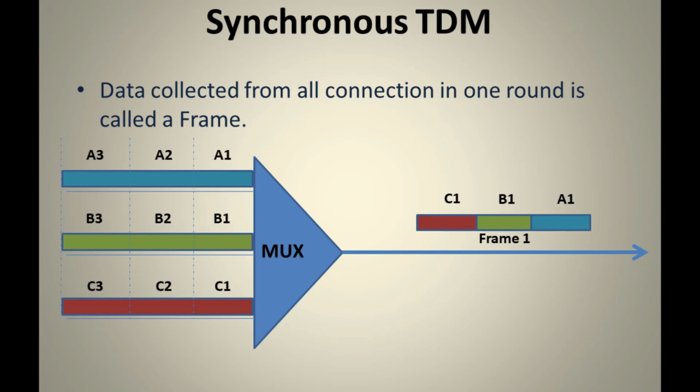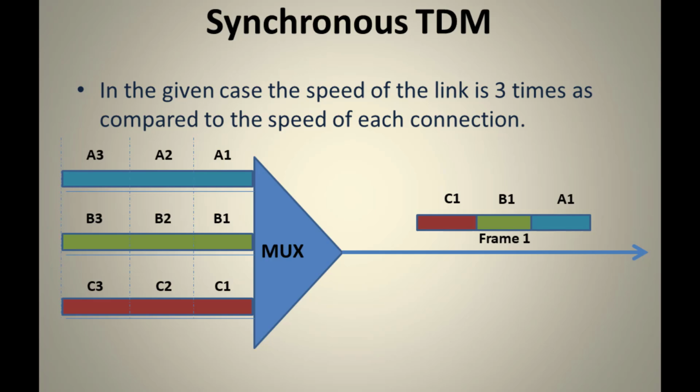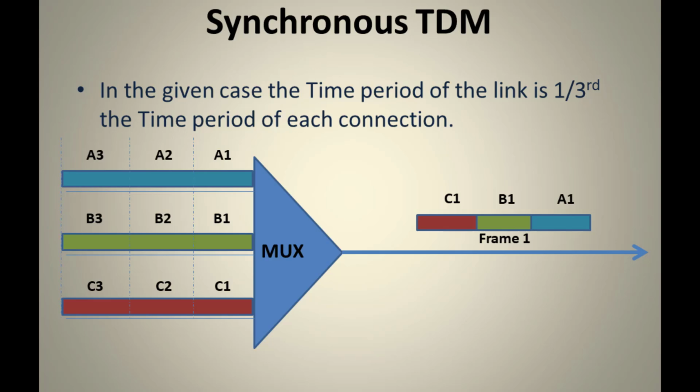Of course, the second frame will contain A2, B2, C2. The third will contain A3, B3, C3, and so on. So in this given case, the speed of the link is 3 times faster as compared to the link of each connection. If the speed of each connection is x, then the speed of the link is 3 times x. Also in the given case, the time period of the link is 1/3, so it is 1 divided by 3. It is not 3 times, it is 1/3 the time period of each connection.